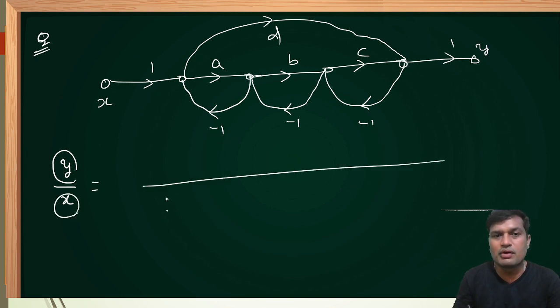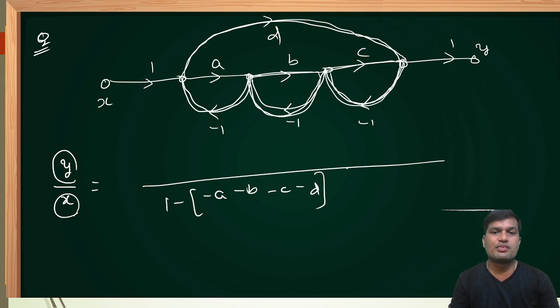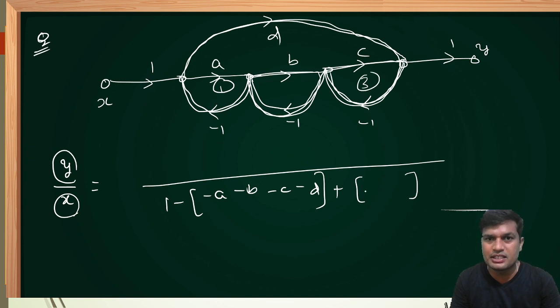How many loops? 1 minus. First loop gain minus A, second loop minus B, third loop minus C, a fourth loop is present: minus D. So there are four single loops. Which loops are non-touching? The first loop and third loop are non-touching. That is the gain product of minus A into minus C.